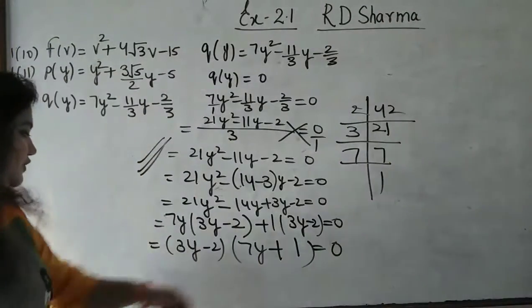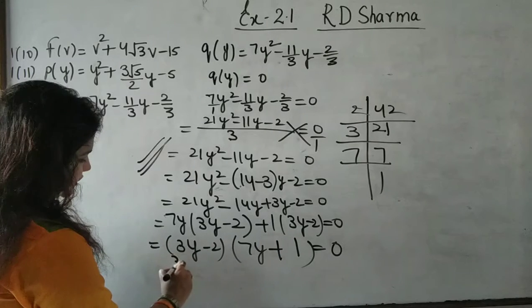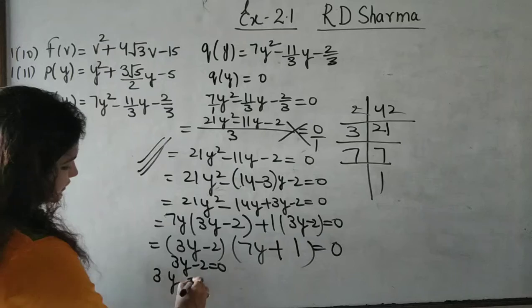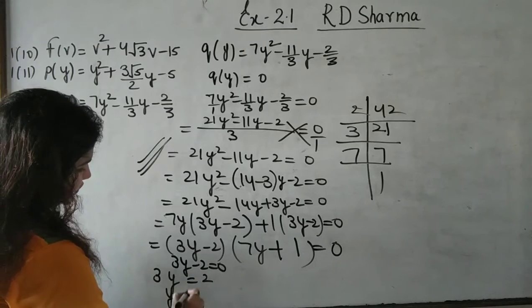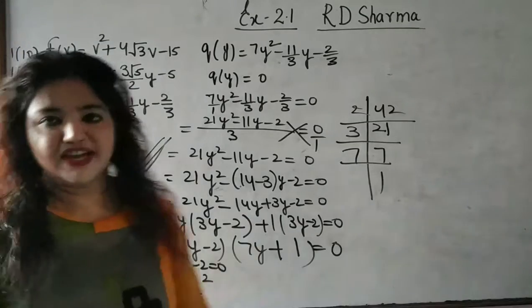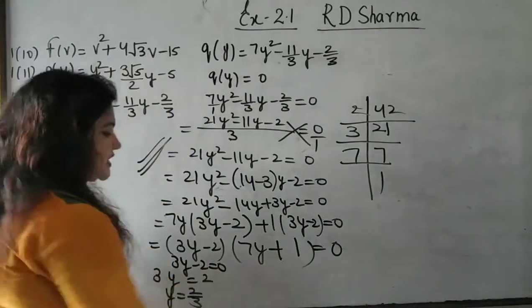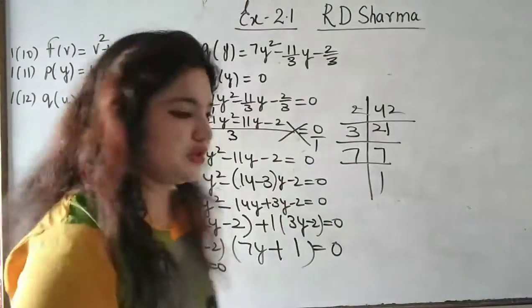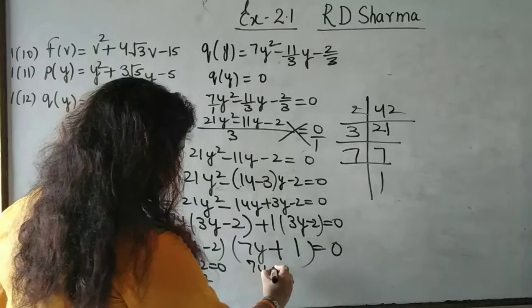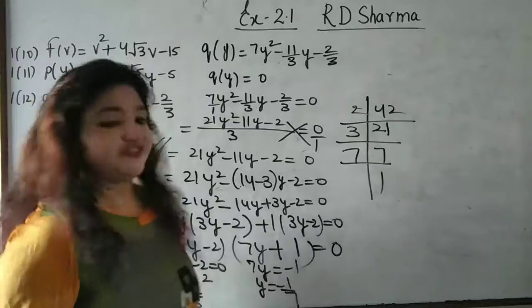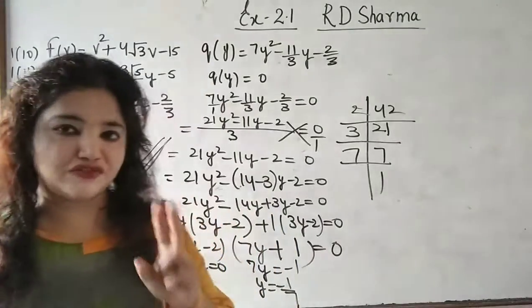First I am taking this is equal to 0. 3y minus 2 is equal to 0. So if 3y minus 2 is equal to 0, that means 3y is equal to 2 and y is equal to 2 by 3. We got the value y is equal to 2 by 3. And now I am taking 7y plus 1 is equal to 0. So 7y is equal to minus 1, y is equal to minus 1 by 7. We have got two different values for y.